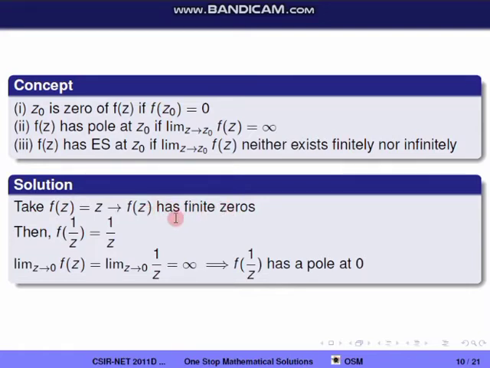They have also asked whether f of 1 by z has an essential singularity or a pole at z is equal to 0. So I am finding f of 1 by z, which is equal to 1 by z. So I am finding its limiting value, limit as z tends to 0 of f of 1 by z. Here there is a mistake, actually it is f of 1 by z. So substituting, that is equal to limit as z tends to 0 of 1 by z. When I apply the limit, I am getting it as infinite. So if it is infinite, then z is equal to 0 is a pole of f of z by this concept.